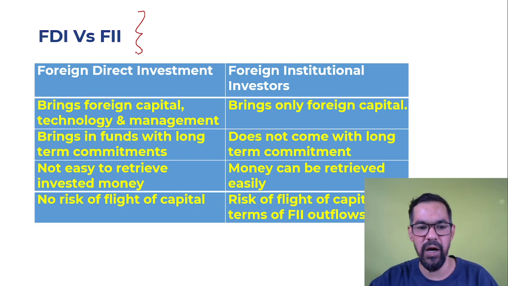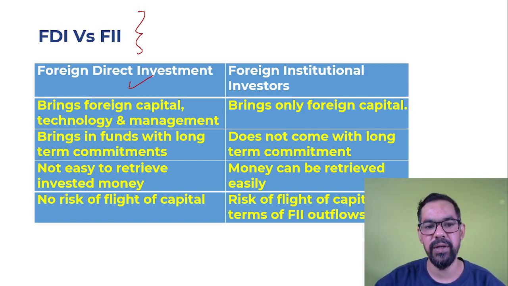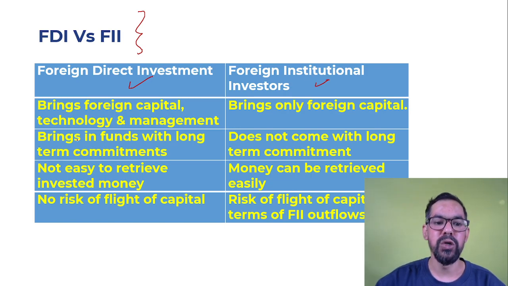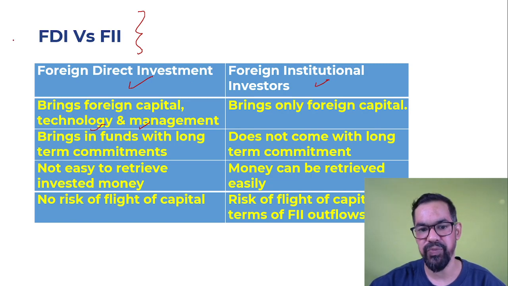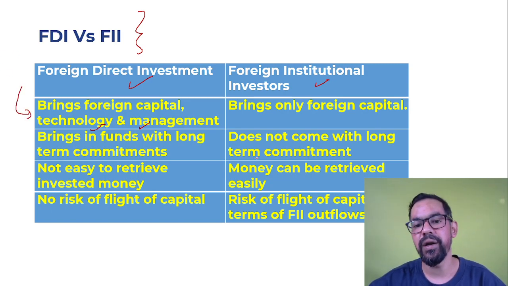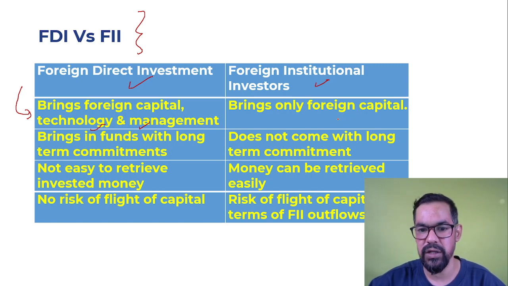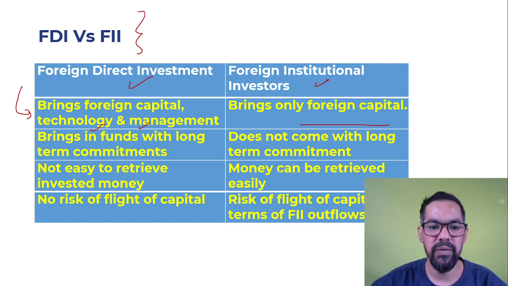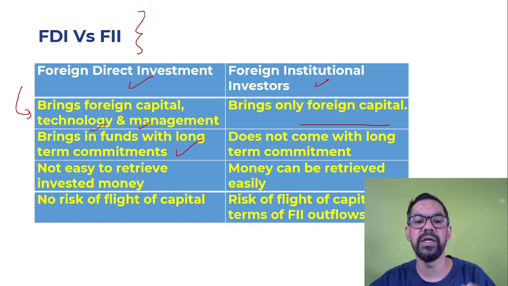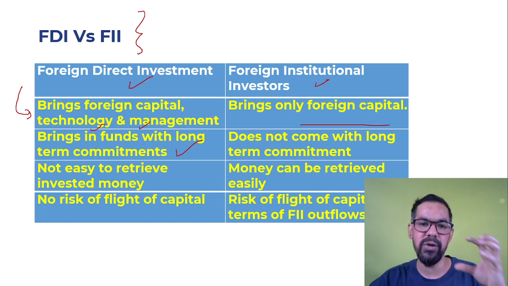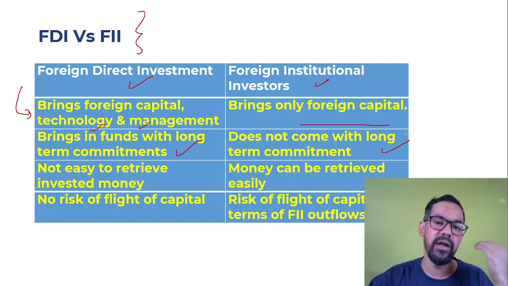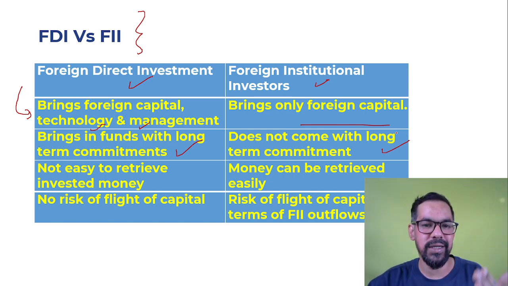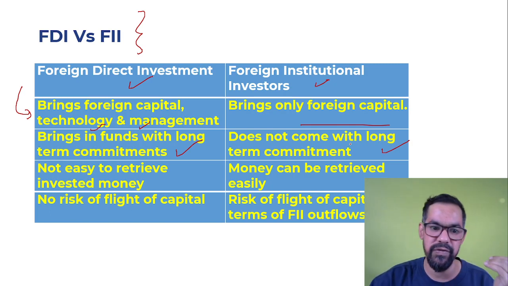Okay, so now the basic differences between FDI and FIIs. I hope this is clear now. Foreign direct investment brings foreign capital, technology and management. Here, in FIIs, it is only capital. Because in FDI he is making a new setup, while here he is only investing in stocks and all. FDI brings funds along with long term commitments. If he is going to start some business in India, he has a long term vision. But in FIIs we do have churning. They buy one share and then another, then next, then next. So that churning is more frequent in case of FIIs.